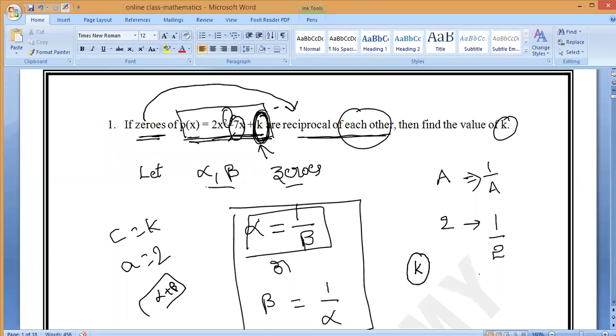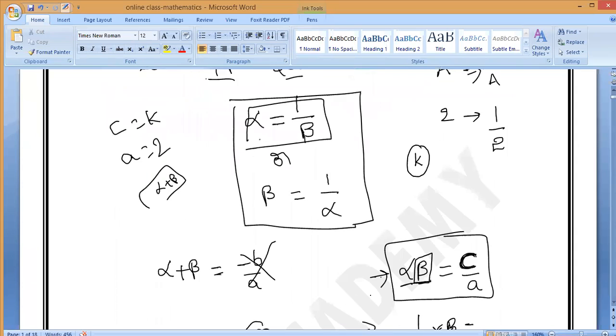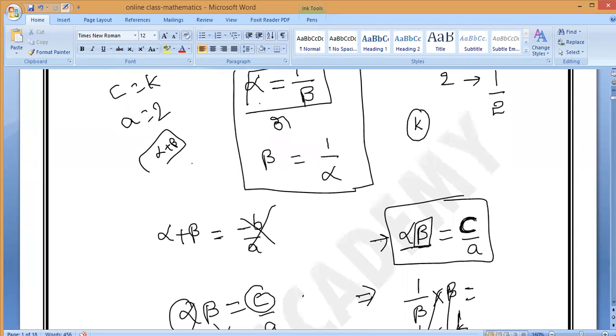Solve it. Here given polynomial and zeros. Zeros are reciprocal to each other. It means alpha equal to 1 by beta or beta equal to 1 by alpha. And next write the sum of the zeros and product of the zeros relations. Alpha plus beta equal to minus b by a and alpha into beta equal to c by a.